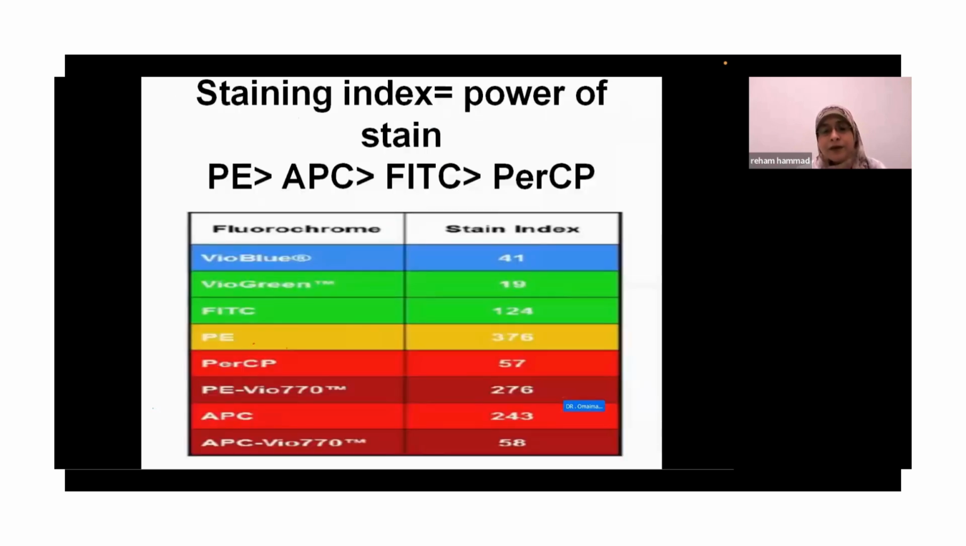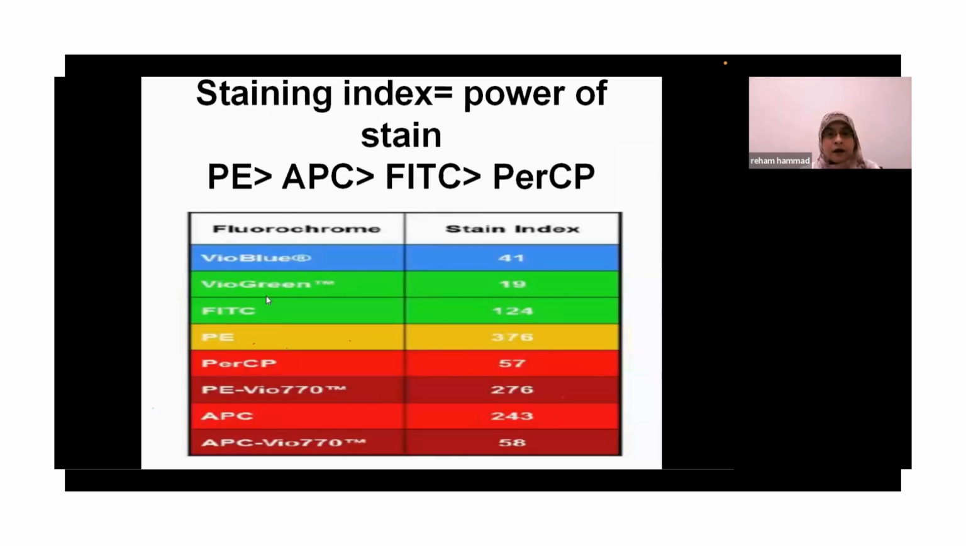Yes, definitely there is. There is a very simple rule which actually controls this, which is called the staining index of the stain, which you can identify as the power of the stain, and the antigenic density of the antigen on the surface or in the cytoplasm of the cell. The staining index or the power of the stain is not the same for all dyes. For instance, PE is more powerful as a dye than APC. APC is more than FITC, and FITC is more than PerCP. All of those are names of dyes that we use very commonly inside the flow cytometry lab.